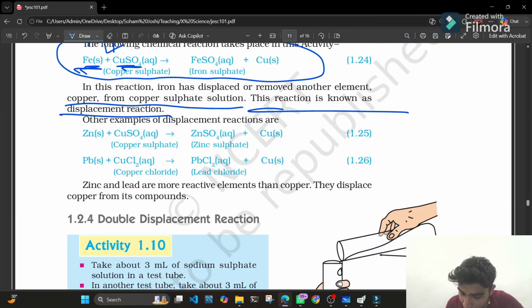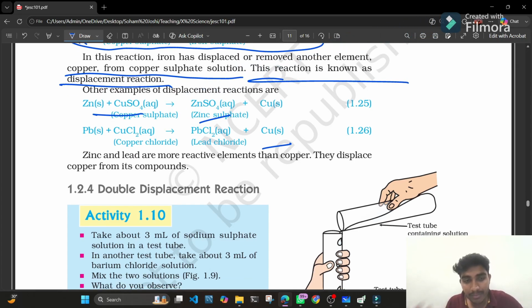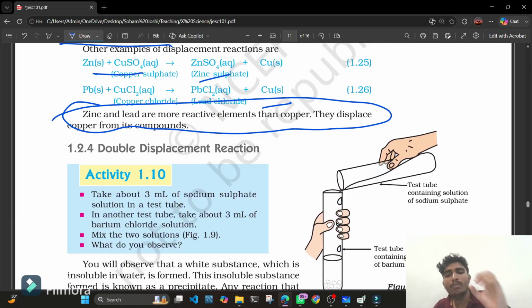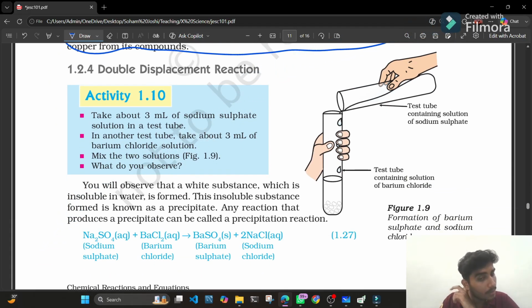Other examples are Zn plus CuSO4 gives ZnSO4 plus Cu. Again, zinc replaced copper, ठीक है. And also we have lead plus copper chloride gives lead chloride plus copper. Copper बहुत डिस्प्लेस हो रहा है बेचारा. ठीक है, कोई ना, क्या करे. अभी कॉपर से मोर रिएक्टिव एलिमेंट्स है जिंक और लीड, तो वो रिप्लेस कर सकते हैं. बेसिकली वो ताकतवर है उससे.